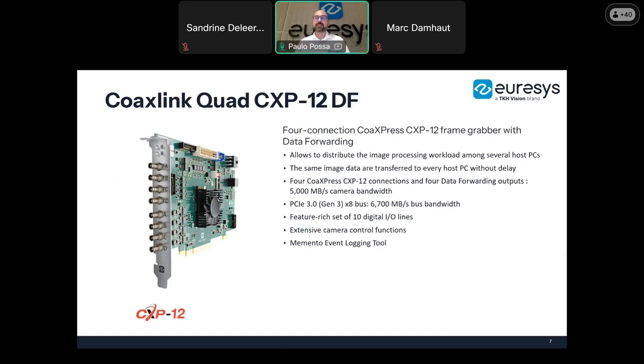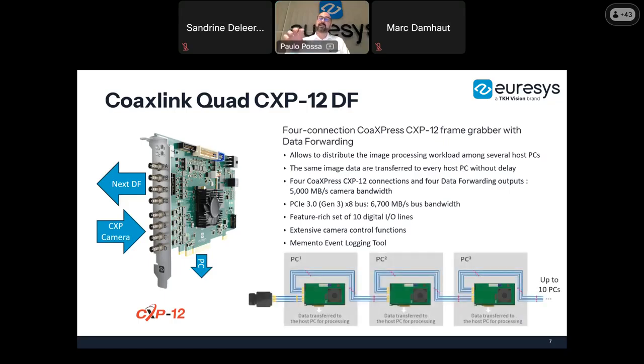A new member of the Coaxlink family is the Coaxlink Quad 6x12 DF, where DF stands for data forwarding. This frame grabber is a specialized frame grabber with two main functions. The first one is to receive images through 4 6x12 input connectors and transfer these images to the host PC via its PCI Express interface. The second function is to forward these images without any delay to the next DF board via its 4 6x12 output connectors.